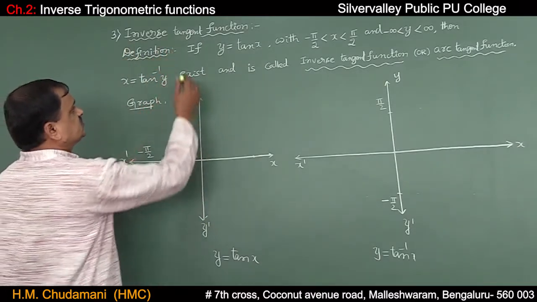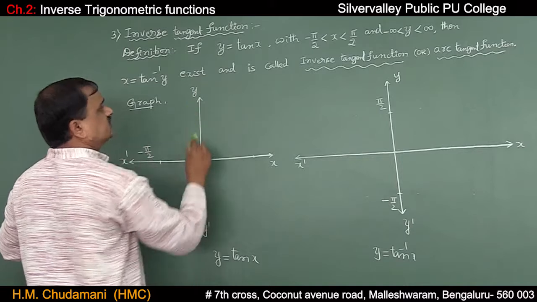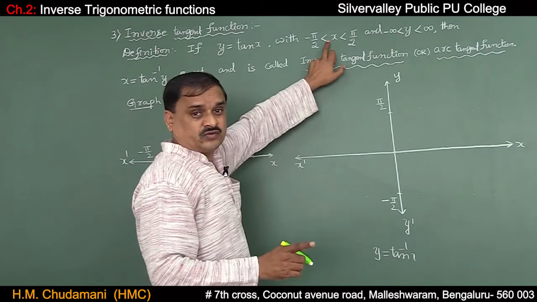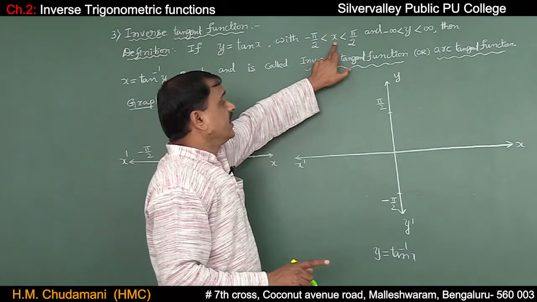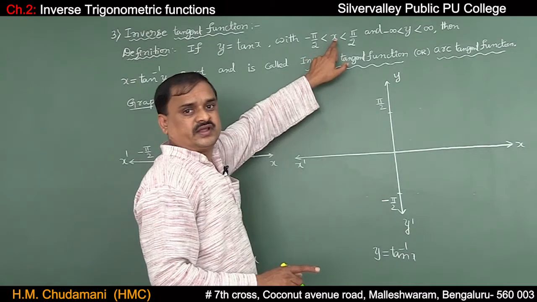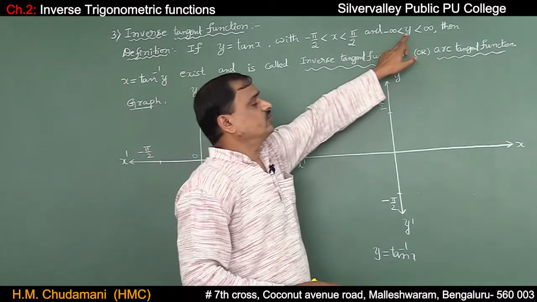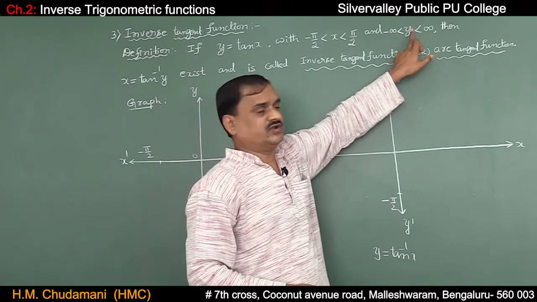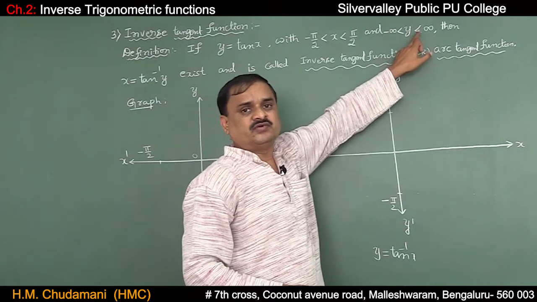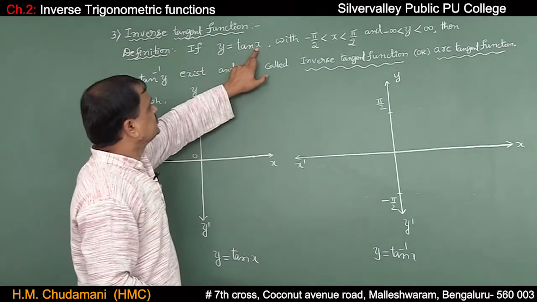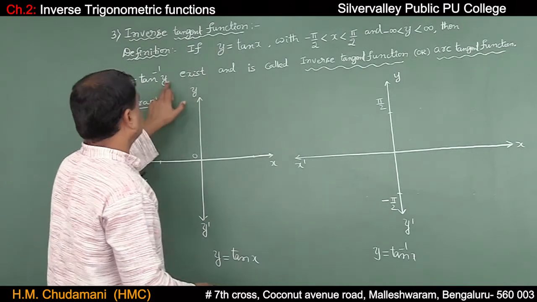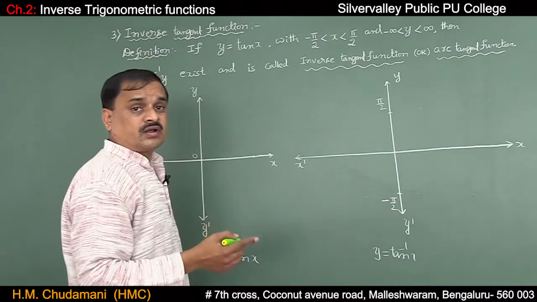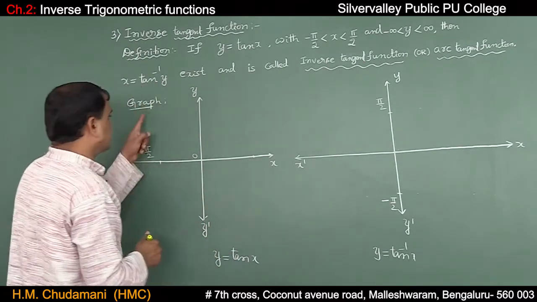Third one, inverse tangent function. If y is equal to tan x with open interval, not closed interval, x greater than minus pi by 2 and x less than pi by 2, whereas y is a real number, that is minus infinity to plus infinity, open interval, y greater than minus infinity and y less than plus infinity, then x is equal to tan inverse y. x equals tan inverse y exists and is called the inverse tangent function or arc tangent function. Let us see the graph.